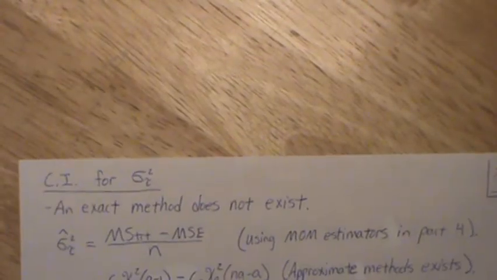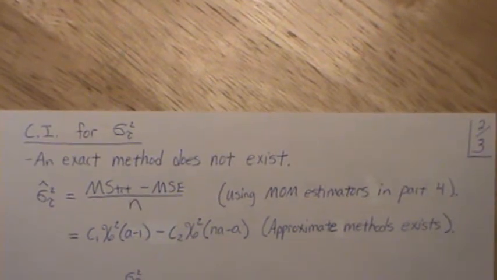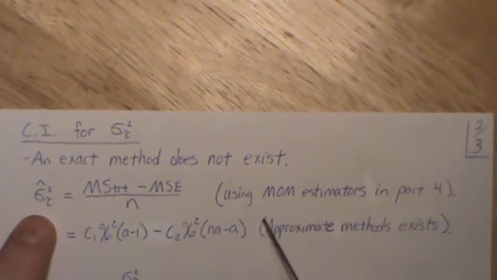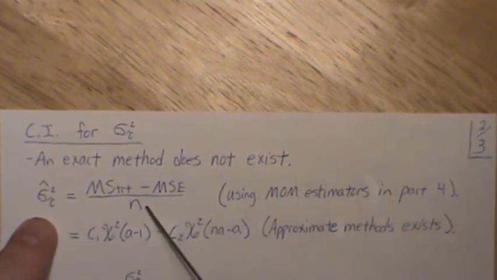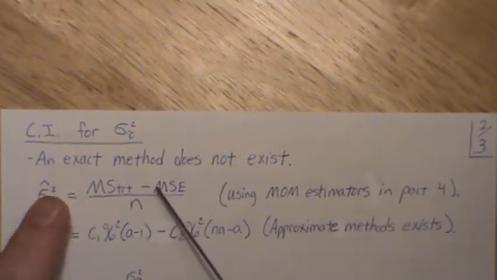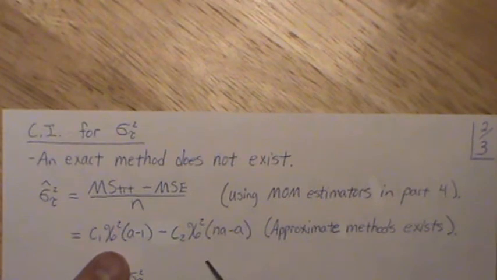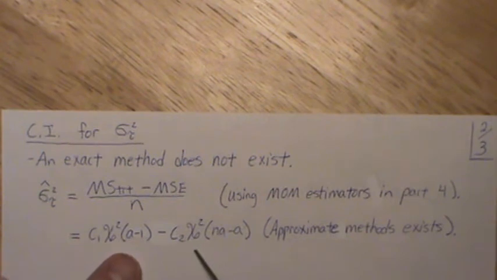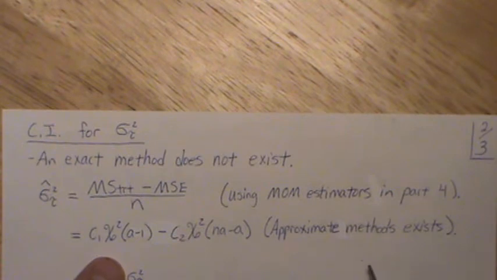Now, for the confidence interval for sigma tau squared, an exact method does not currently exist. If we look at the method of moments estimator in part 4, it becomes this. It's actually an unbiased estimator too. And you can do some manipulations to show that it's really the difference of two chi-square distributions, with weights in front. An exact method for this does not exist yet, but a few approximate methods exist, and we're not going to cover that in this video.